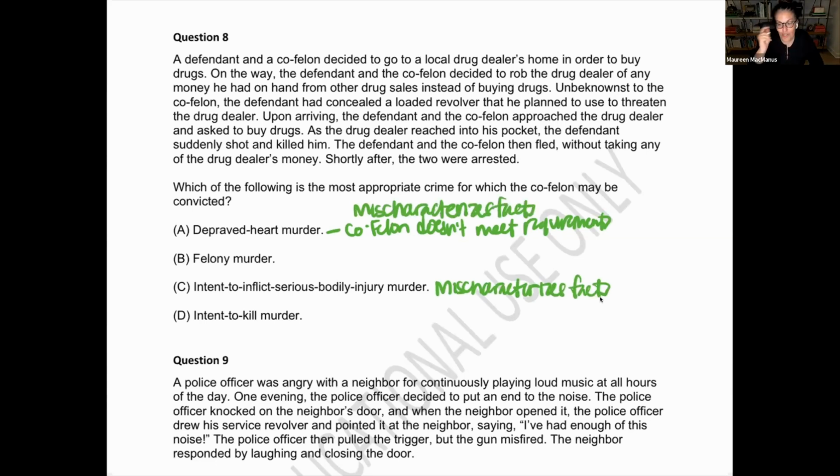And then intent to kill murder, again, mischaracterizes the facts. He had no intent to kill. He had no intent to cause any harm. He just wanted to rob the dude, right? So the co-felon can't be convicted of intent to kill either. Again, this mischaracterizes the facts. And what did most people do here? Pretty much everybody picked B here.